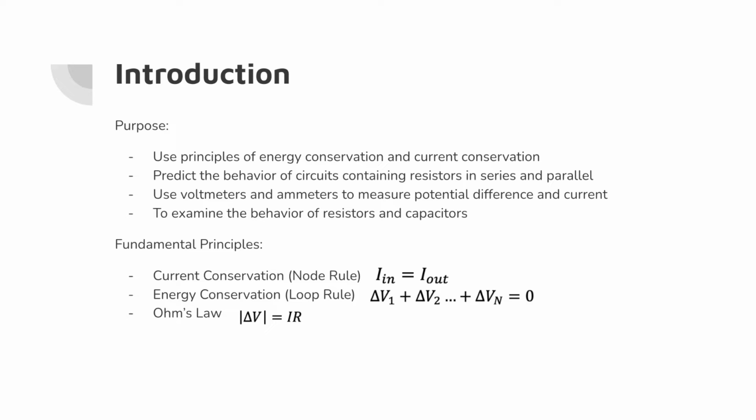The purpose of this lab is to use principles of energy conservation and current conservation as they apply to circuits. We will predict the behavior of circuits containing resistors both in series and in parallel. We will use voltmeters and ammeters to measure potential difference and current. Finally, we will examine the behavior of capacitors. The fundamental principles needed for this lab are current conservation, also known as the node rule, energy conservation, known as the loop rule, and Ohm's law, which relates voltage, current, and resistance.